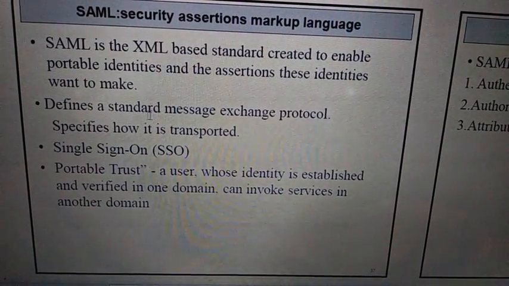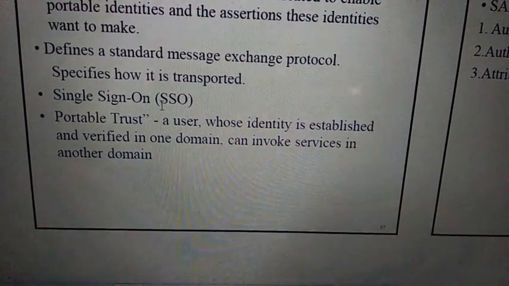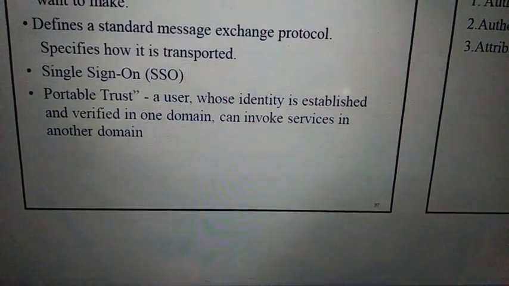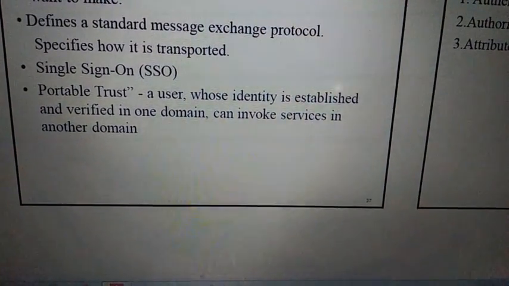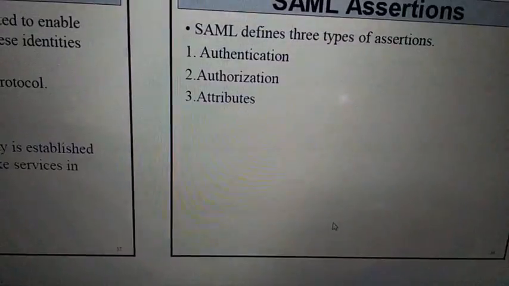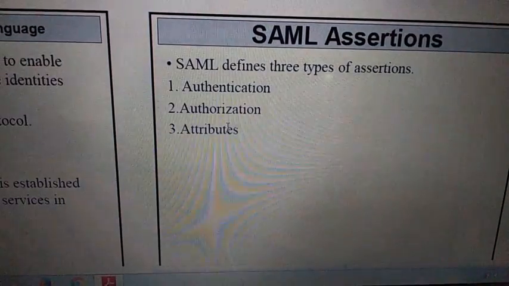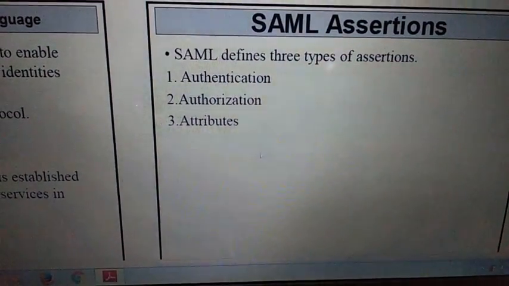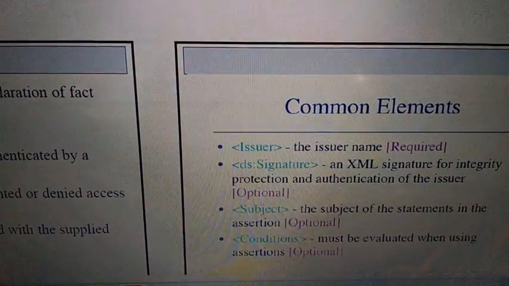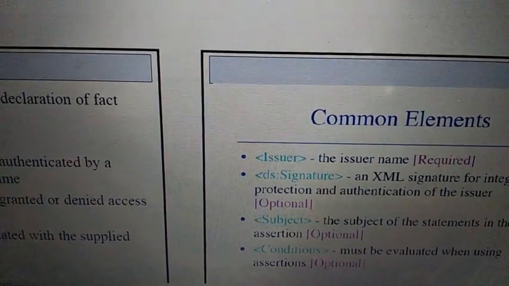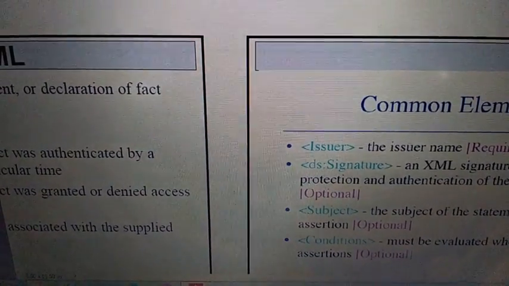We are using SAML. It defines a standard message exchange to exchange protocol messages, that is single sign-on, which is a portable trust, meaning a user who wants to be identified or verified in one domain can invoke services with another domain, which is having mainly three types of assertion, that is authorization, authentication as well as attributes, right? So see here, you are already familiar with what is authentication, authorization, right? So how we can use this authentication, authorization, right?